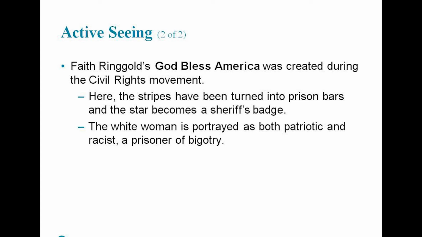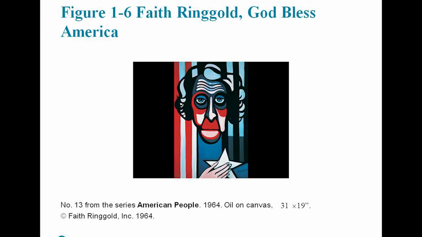All right, so have we gotten to question 1 yet? All right, so we'll keep going. Let's get through this slide. Here, the stripes have been turned into prison bars, and the stars become a sheriff's badge. The white woman is portrayed as both patriotic and racist, a prisoner of bigotry. Again, two different experiences. White women have also been victims of oppression, but they have also exercised oppression. So maybe you can have two experiences at once. Maybe two things can be true at the same time.